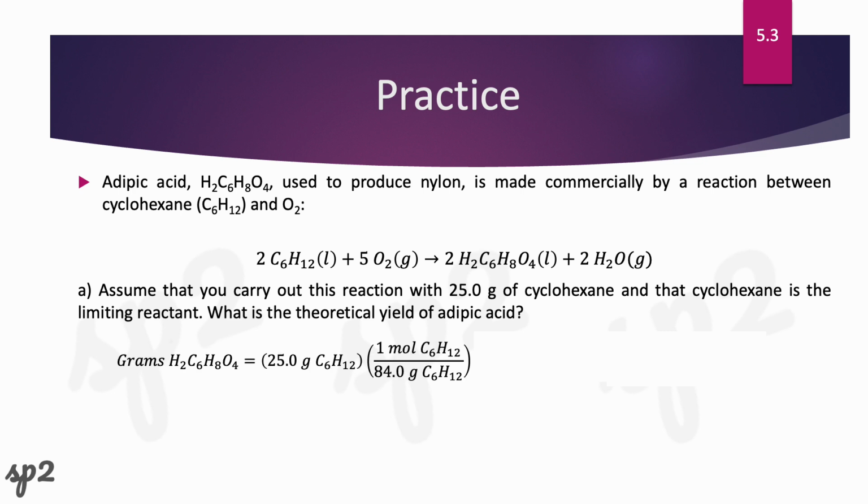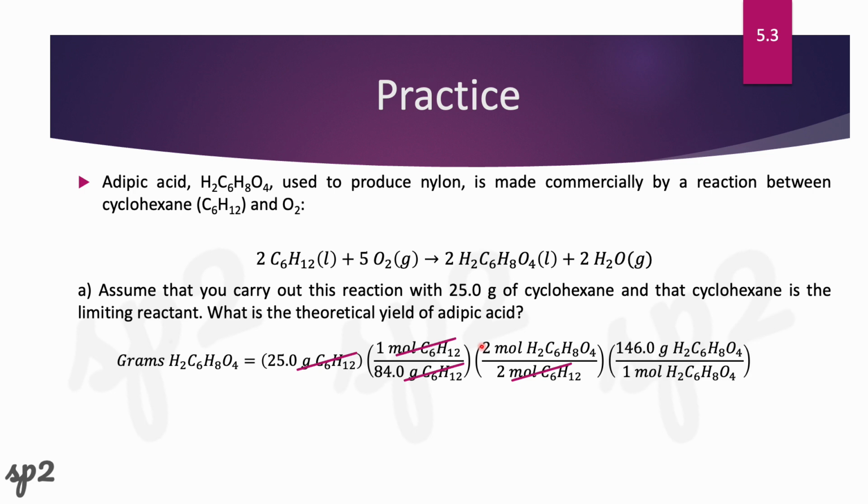I'm going to start with my cyclohexane mass and use the molar mass, which you get from the periodic table. You can calculate that, and that is going to give us 1 mole of cyclohexane. Now, according to this reaction, if you have 2 moles of cyclohexane, we're going to make 2 moles of adipic acid, so I have 2 by 2 here. Again, you can continue crossing out your units. And at the last step, I need to grab the molar mass of adipic acid using the periodic table. That is going to give me 43.5 grams of adipic acid.